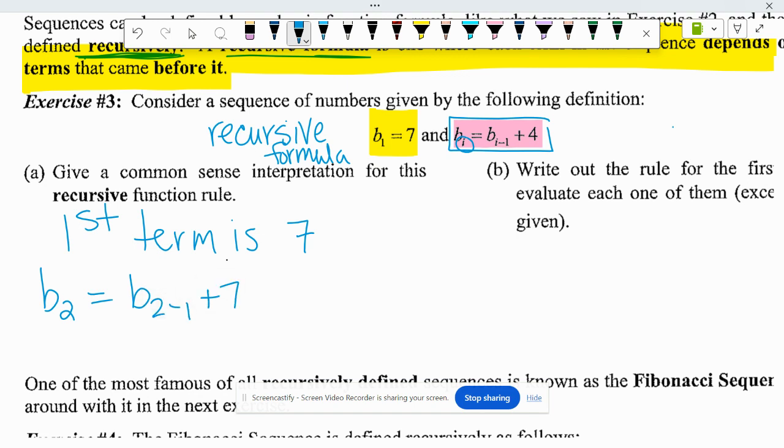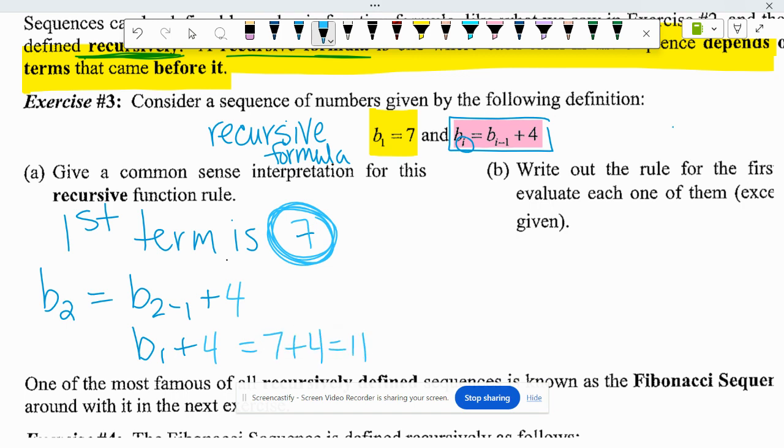But what is b sub 2 minus 1? What's 2 minus 1? 1. And that means b sub 1, it's not plus 7, sorry, plus 4. Plus 4 right here. But we said that b sub 1 is what value? What is b sub 1? It's 7. So we take 7 plus 4 and we get 11.